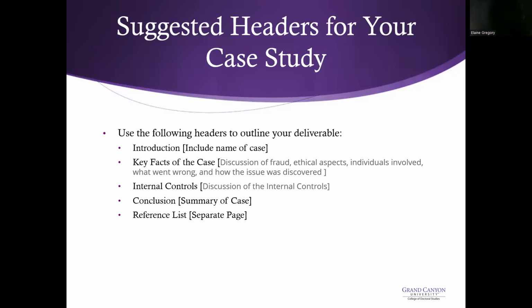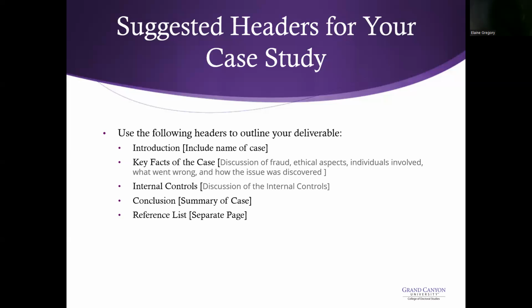Then I want you to discuss what the internal controls were, based on your reading, that created this fraud. Could it have been a segregation of duties issue? Could it have been an authorization override issue? Maybe they didn't secure their physical assets. Maybe they didn't monitor or have audits regularly. What was it within the internal control structure that allowed this to happen?